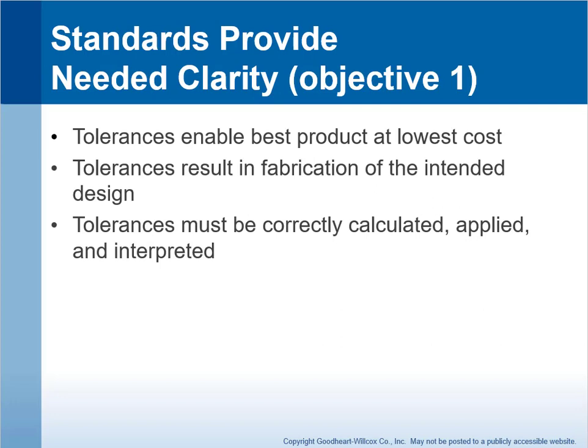GD&T is a language that allows you to define mechanical drawings and their dimensions and the features and the relationships between the features on a mechanical part. Standards provide the needed clarity for making mechanical parts. Tolerances enable the best product at the lowest cost. Tolerances result in fabrication of the intended design, and they must be correctly calculated, applied, and interpreted such that the parts go together properly.